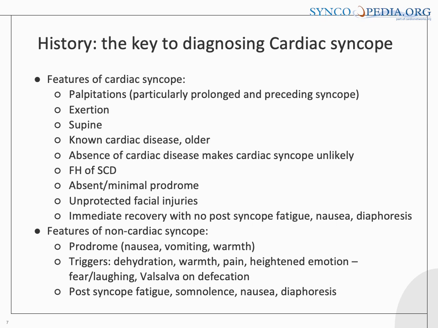Family history of sudden cardiac disease, given that it's inheritable, can make an inherited cause, often an inherited arrhythmic cause, of syncope likely. Cardiac causes of syncope often lack a prodrome, and as such, patients, when they lose consciousness, have unprotected facial injuries. After they have syncope, they may feel completely normal with no fatigue, nausea, or diaphoresis, which you may expect, for example, in vasovagal syncope. In contrast, non-cardiac syncope often has a prodrome, often has a trigger, and often has symptoms afterwards, such as somnolence, nausea, diaphoresis, or fatigue.